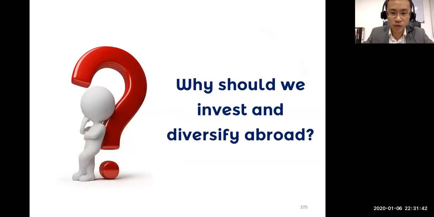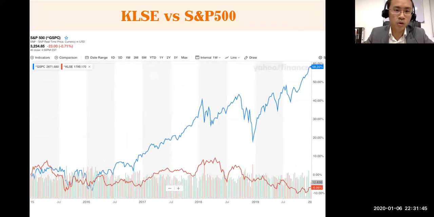Now, I want to talk about why we should invest and diversify abroad. If you look at the Kuala Lumpur Stock Exchange, which is Bursa Malaysia, for the past 5 years versus the S&P 500, which is the largest 500 companies listed on the American markets, we see that for the past 5 years, the American market, charted by the blue line, is up 58.2%, while Bursa Malaysia is down negative 7%. This is the past 5 years. If you have traded Bursa long enough, you know that our KLCI has been dropping. For the past 1 decade, we are down for like 8 years, and only 1 or 2 years we were up, like in 2017.